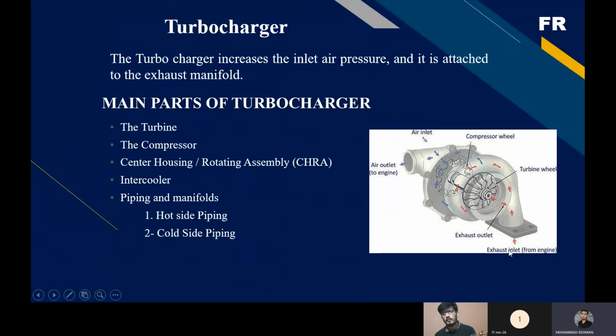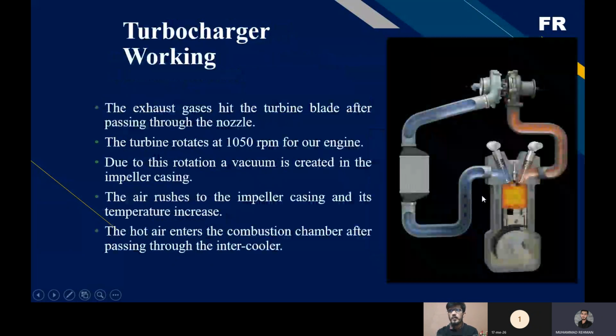Now what is the function of a turbocharger? Basically, the exhaust inlet from the engine enters through the turbocharger, moves along a circular path and then exits. Now the air again enters the turbocharger and passes through the compressor, where it is compressed and its density is increased, and then it re-enters the engine.